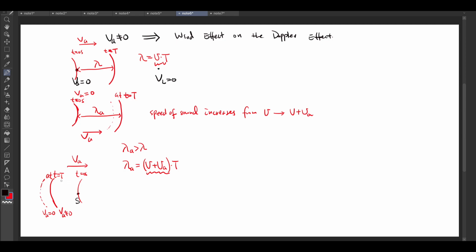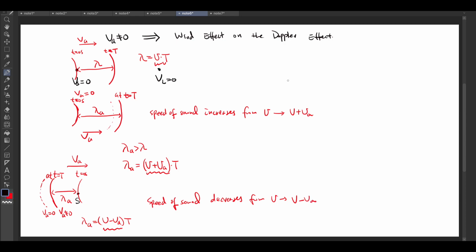So on the other side, the wavelength is effectively reduced. So lambda A here is v minus Va times T. Both T's are equal, because we don't change the frequency of the source emitting the sound wave. At every T seconds, you emit one crest or one wavefront, and that cannot be changed. So the effect on the wave propagation on the other side is that the speed of sound decreases from v to v minus Va.